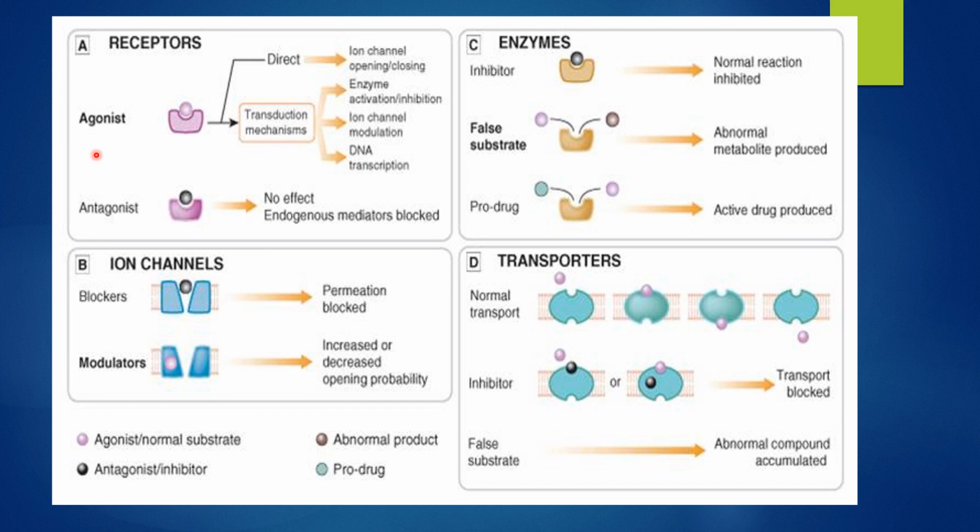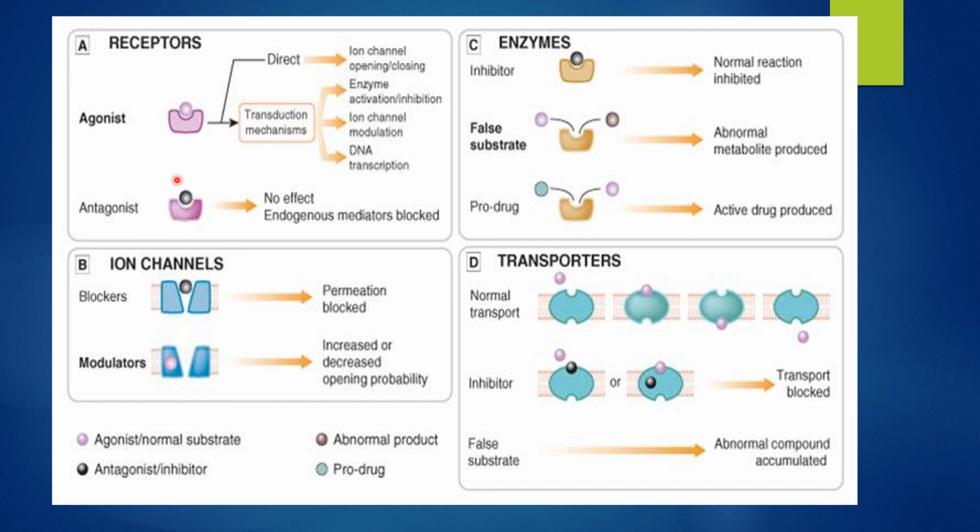Like here, when an agonistic drug is attached, it can directly open that channel, if the receptor is a channel. It can directly activate it, or the actions of that receptor can be transduced, like enzyme activation, ion channel modification, DNA transcription and all. So that impulse will be activated.